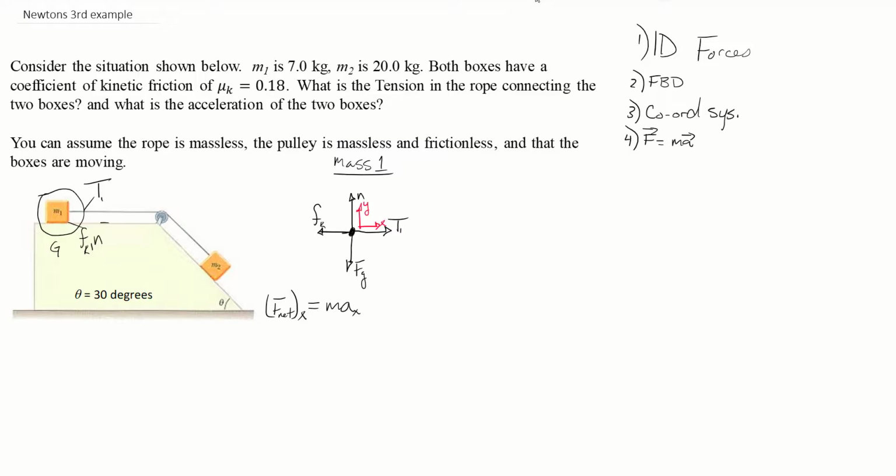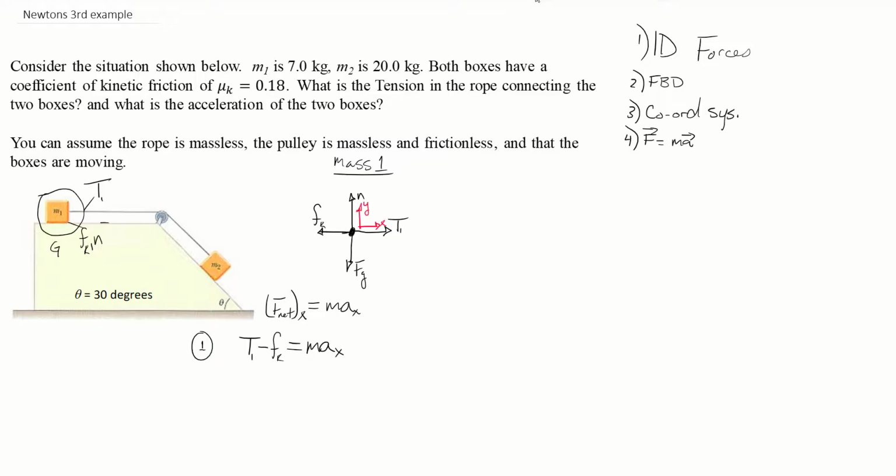We have T1 in the positive x direction, and we have the kinetic friction in the negative x direction. And those are going to be equal to mass times the acceleration in the x direction. And we don't know what that is. Presumably these are going to move, but we can't assume it's 0 or anything like that. But we've figured out one equation that describes this part of this system.